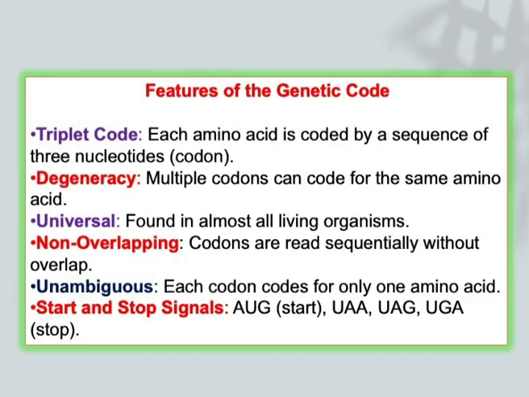The features of the genetic code are: it is a triplet codon. Triplet codon means each amino acid is coded by a sequence of 3 nucleotides, so we call it a triplet codon. Our genetic code is degenerate, which means multiple codons code for one single amino acid. Our genetic code is universal. That means for any type of organism, including prokaryotes, eukaryotes, from lower to higher organisms, the genetic code is accepted as universal. Our genetic code is non-overlapping.